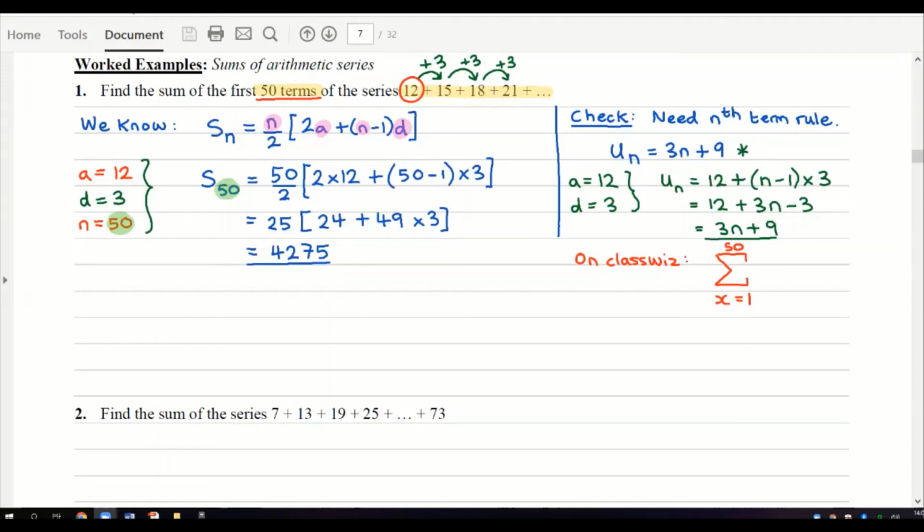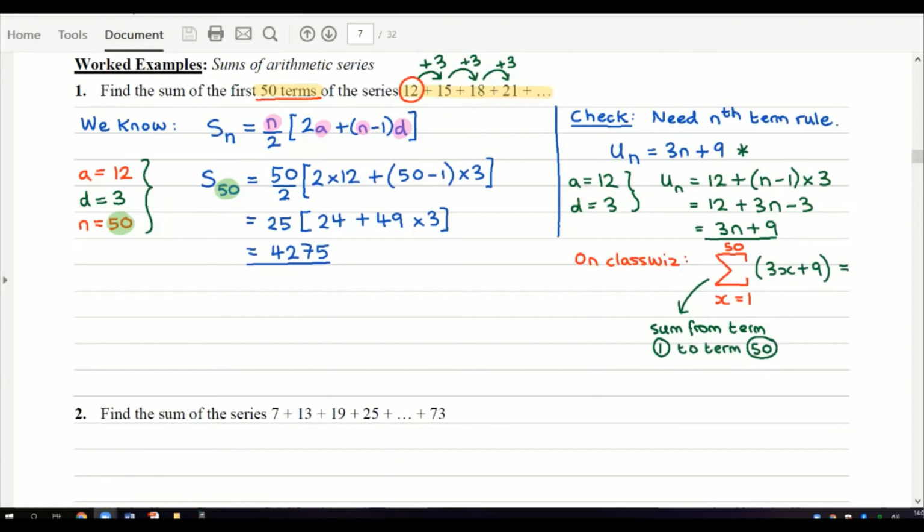So just make a note of that. What all that means is sum from term 1 to term 50. And then next to the summation, what are we summing? Well, we use the nth term rule. So in the bracket, and it uses the letter X, which is confusing, we would put 3x plus 9. Then you press equals, and it should give you the answer. So I'll just run through that on the ClassWiz with you.